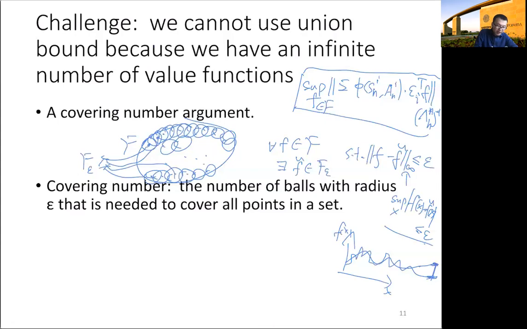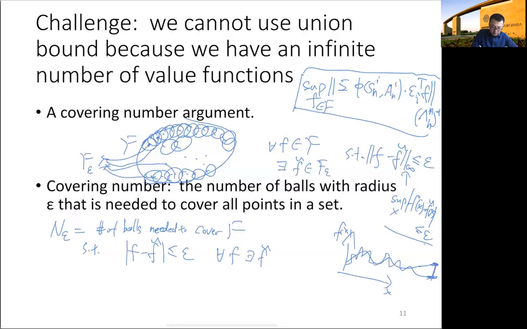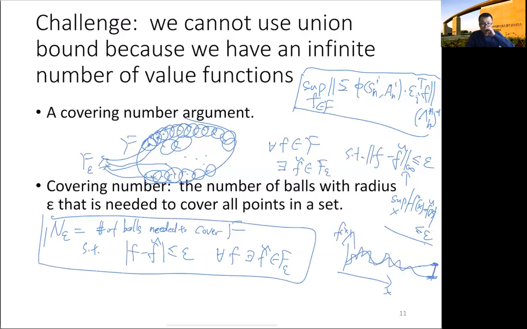Okay, more formally, we define this N epsilon to be the number of balls needed to cover F, such that F minus F tilde is smaller than epsilon for any F there exists F tilde in the cover. Yeah, so this is the definition of the cover number.